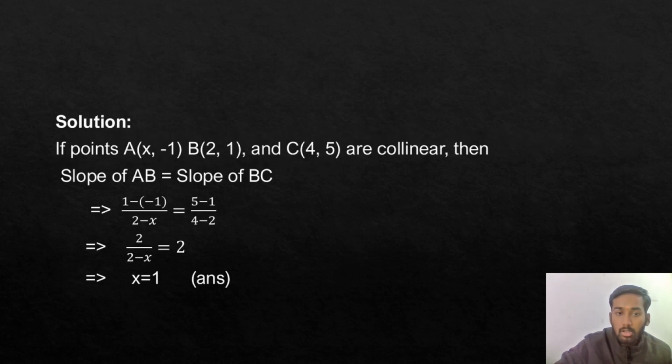So if the points represent A, B, C and they are collinear, then the condition for collinearity is that the slope of AB must be equal to the slope of BC. We solved it and found that x is equal to 1, and it is our required answer.